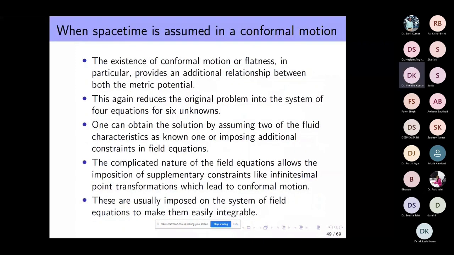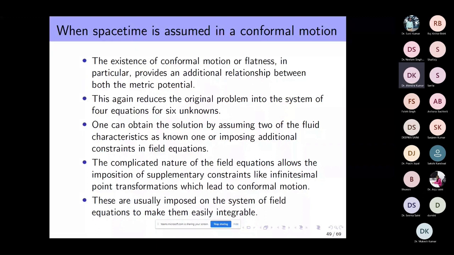After this, when we assume that spacetime admits a conformal motion, we can also establish some models. The existence of conformal motion provides an additional relation between the metric potentials, which reduces the original problem to a system of 4 equations for 6 unknowns, and solutions can be obtained by assuming two of the fluid characteristics as known or imposing additional constraints in the field equations.